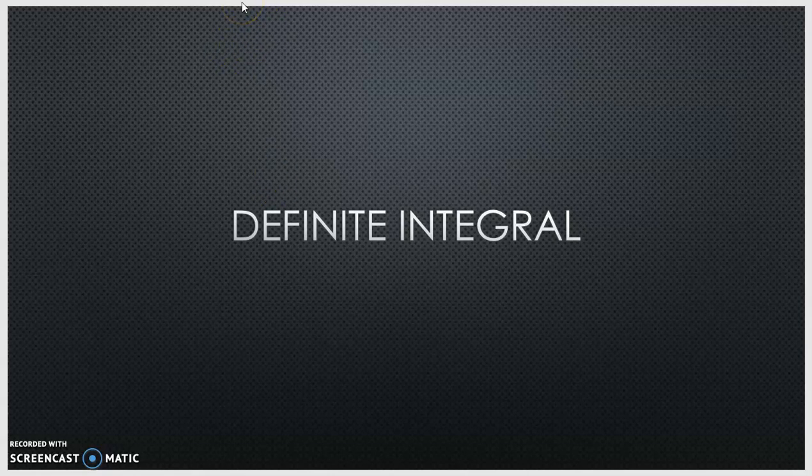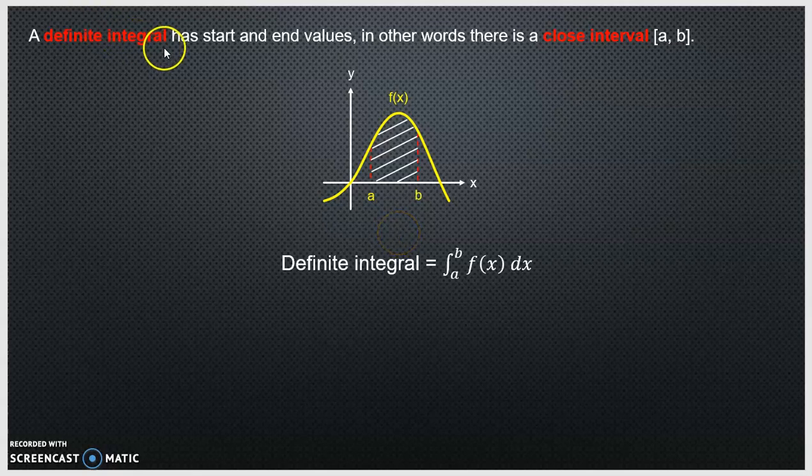In this video, we will look at the definite integral. A definite integral has start and end values. In other words, there is a closed interval, the interval [a, b]. Let's say we look at this graph. This is the graph for the function f(x). The definite integral will be the integration from a to b for the function f(x) with respect to x. So this is the region.